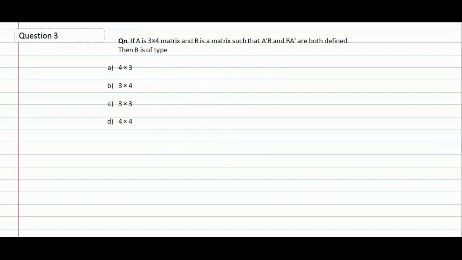Now let's solve one question. Question number 3. Question goes like this: if A is a 3 by 4 matrix and B is a matrix such that A dash B and B A dash are both defined, then B is of type, option A says 4 by 3, option B says 3 by 4, option C says 3 by 3, and option D says 4 by 4.